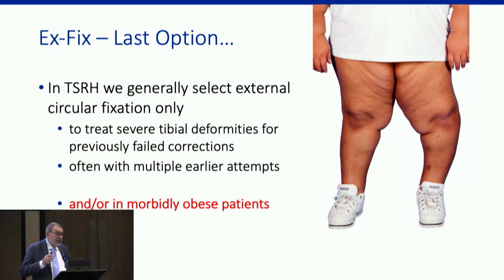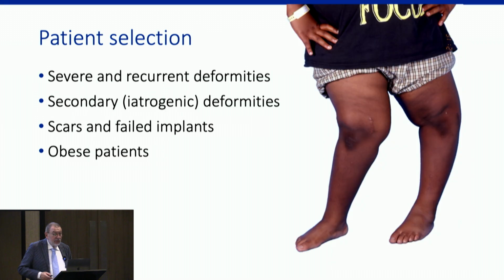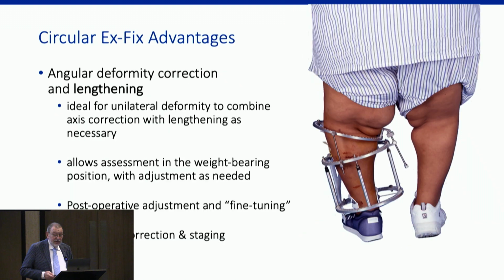This is quite an uncomfortable procedure for the patient. This is technically challenging. Not that osteotomy is not technically challenging, but here, patients don't like it, and you usually need to prepare them to go into the frame. Otherwise, you get these symptoms of what we call cage rage. Doctor, take it out, whatever that means. So the learning curve and complications are there. But we're dealing very often with severe and recurrent deformities, secondary iatrogenic deformities, which are caused either by not following the technique or just result from recurrence, scars, and obese patients.